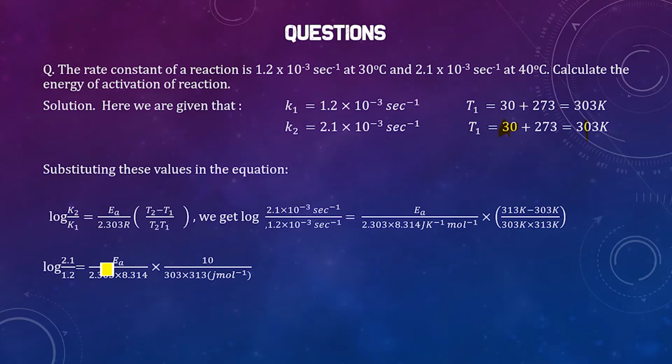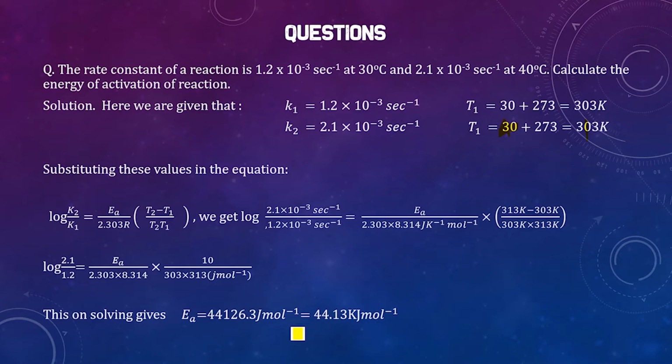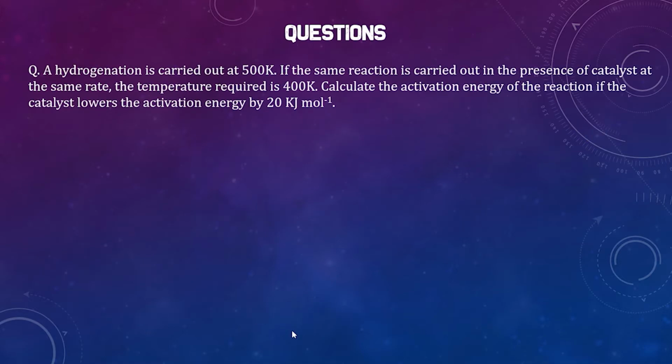So now log 2.1 upon 1.2, if you solve, you will get the value of log 2.1 minus log 1.2. Solve it and do all this calculation, you will get that Ea value is equal to 44126.3 joule per mole. Or if you want to find it in kilojoule, it will be like this. Yes, so this is the question. Now let's move to the next question.